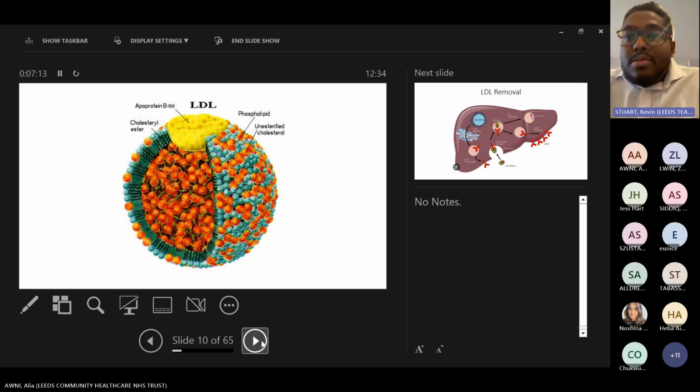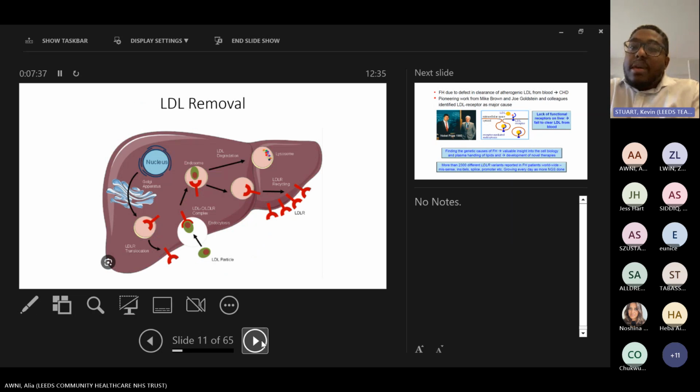So here's the molecule of interest, the low-density lipoprotein. We can see the apolipoprotein at the top, apoprotein B100, and it acts as a ligand specifically to help the LDL receptor recognize it at the liver face. Next slide.